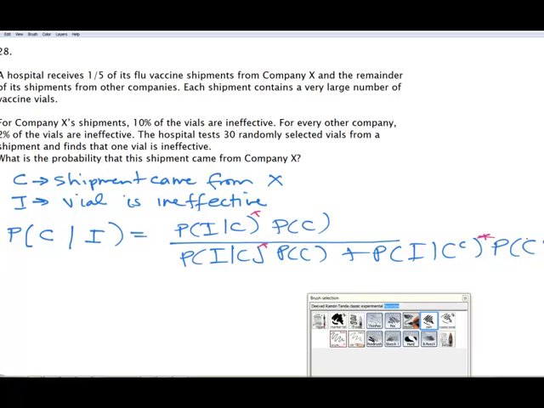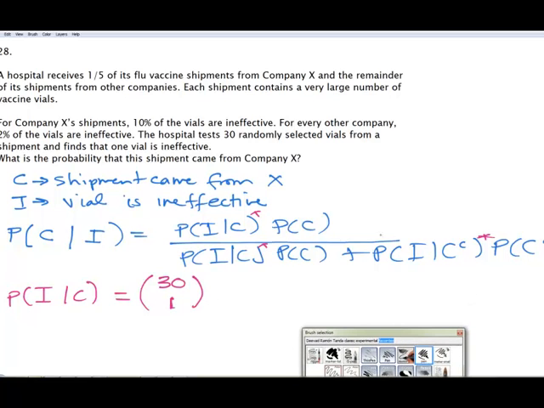So a vial could either be effective or ineffective. That's why, for these conditionals, the probability of I given C: out of the 30 vials that were randomly selected, one of them is ineffective. All of them came from Company X. So from here we're going to get our probabilities.